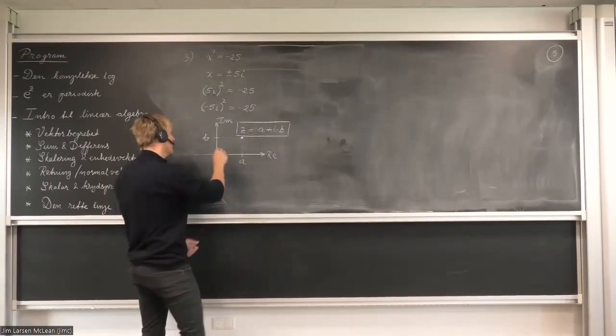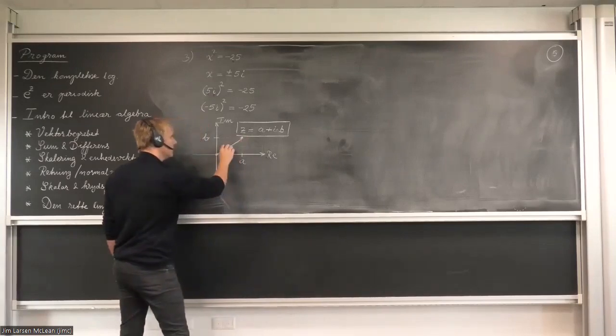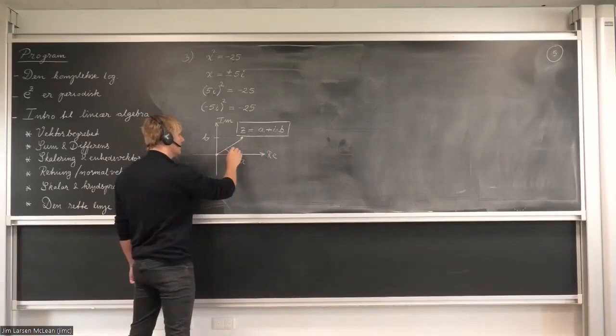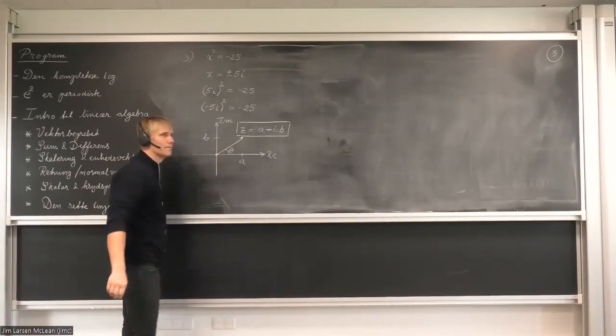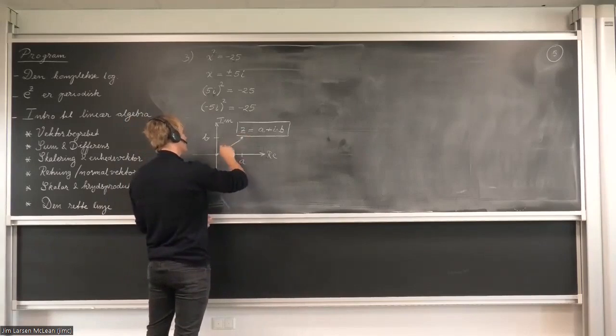And to do that, I start by drawing a straight line from the origin to z. This will form an angle with the positive part of the real axis. I call this angle theta. The distance from there to out there, that's called the modulus of z. And it's written like this with vertical lines on either side of z.